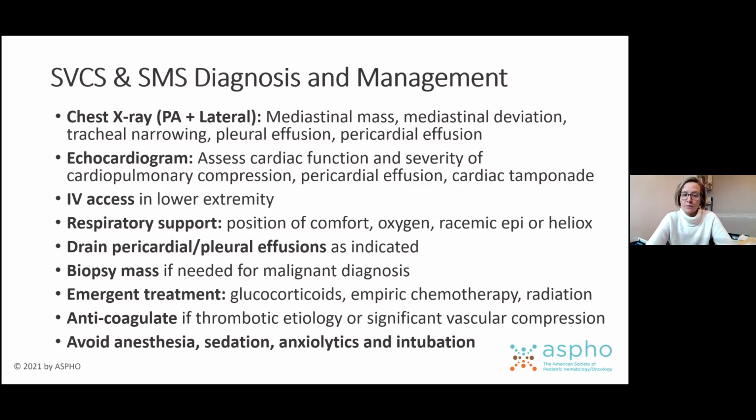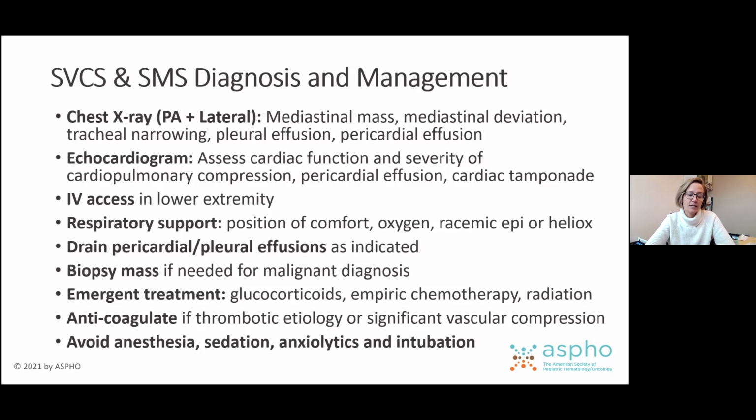Patients often need respiratory support, need to be sitting in a position of comfort, given oxygen, racemic epi, or Heliox. Pericardial and pleural effusions need to be drained as clinically indicated, and often for diagnostic purposes. If there's no effusion to be drained for diagnosis, then a biopsy of the mass is often needed if there's not some other indication like peripheral blasts or something like that. And then in the setting of needing emergent treatment due to respiratory compromise or cardiac compromise, patients can receive glucocorticoids, any kind of empiric chemotherapy, or sometimes emergent radiation.